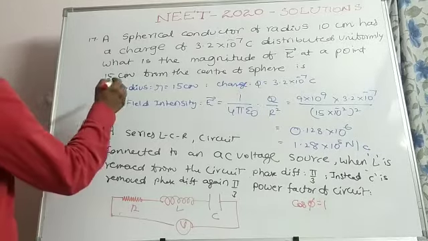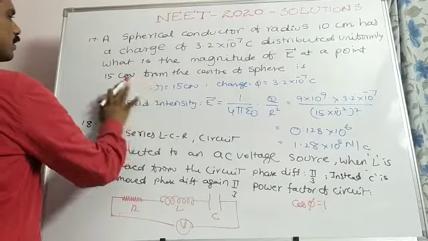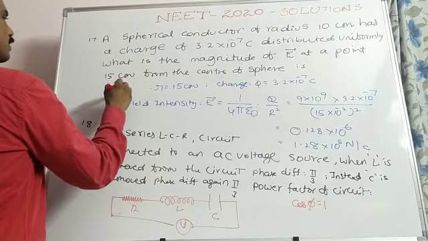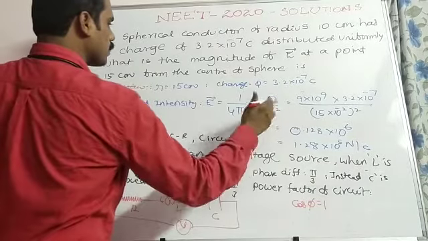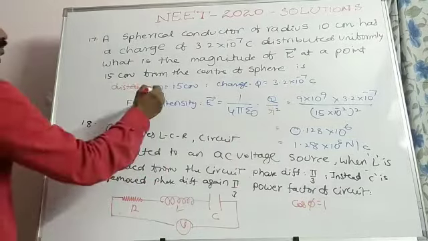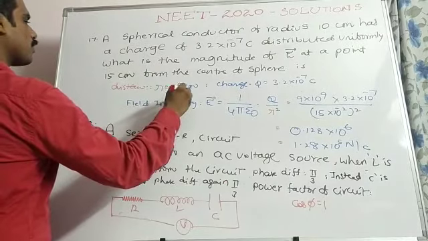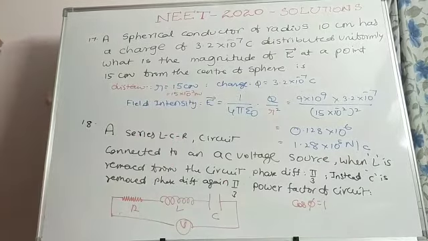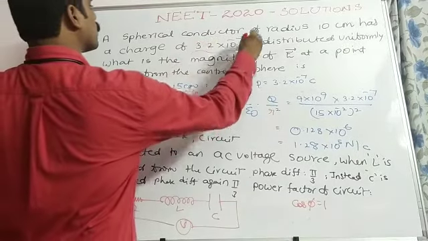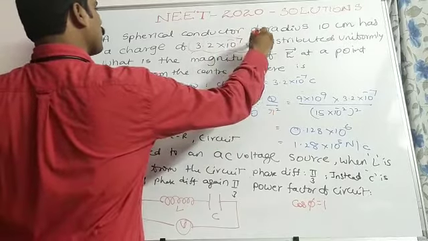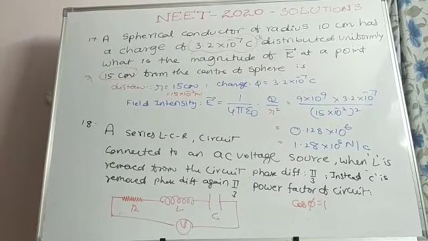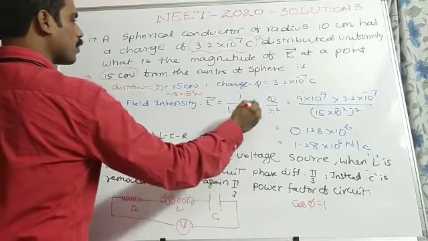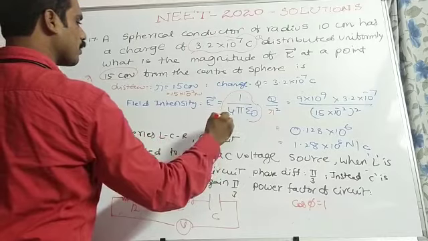Here we are provided with the distance, not the radius, that is a distance r equal to 15 centimeter, that is equal to 15 × 10^-2 meter. The charge given is 3.2 × 10^-7 coulomb. And we know 1 by 4 pi epsilon naught is nothing but 9 × 10^9.